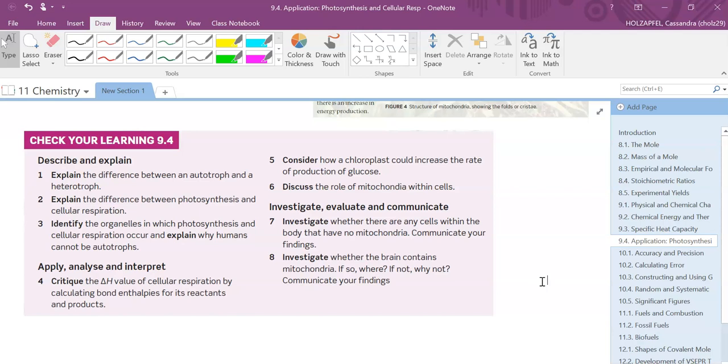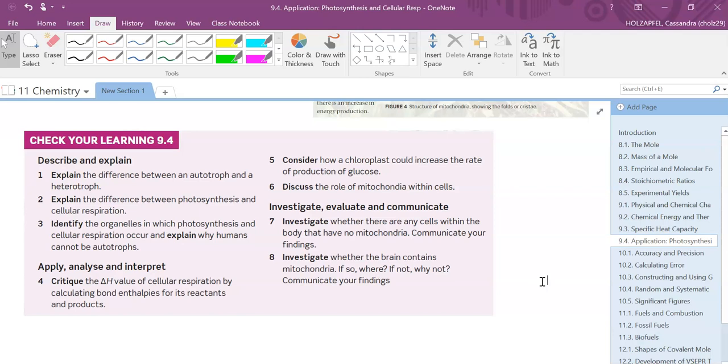All right, question 3, identify the organelles in which photosynthesis and cellular respiration occur and explain why humans cannot be autotrophs. Again, have a quick think to yourself, pause the video, and I'll come back straight away with the answer. Okay, so question 3, the organelle for photosynthesis is the chloroplast, and for cellular respiration, it's the mitochondria. Humans can't be autotrophs because we don't have chloroplasts. We only have the mitochondria, and that's come from the matriarchal line.